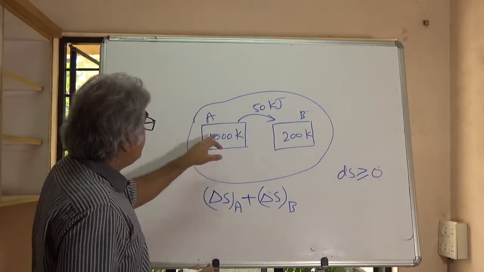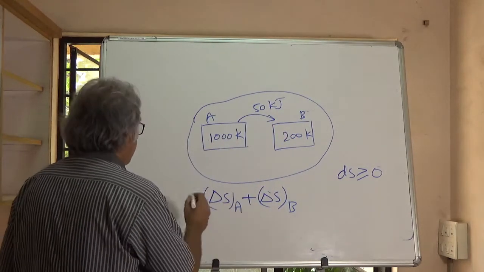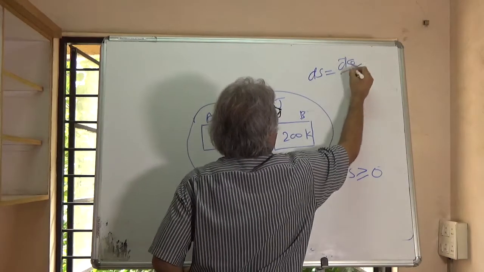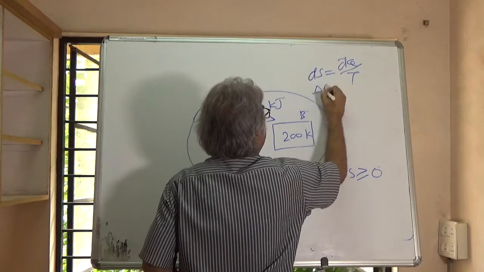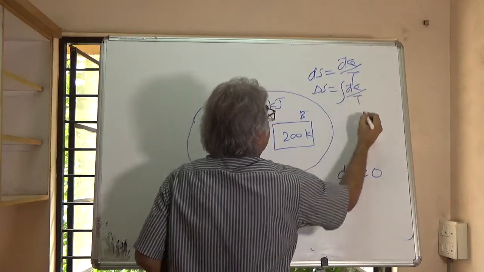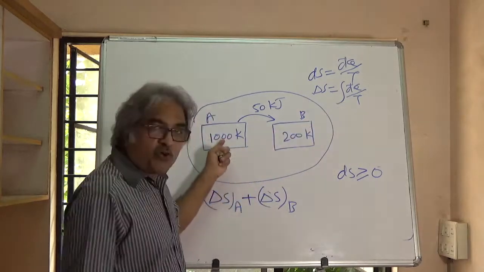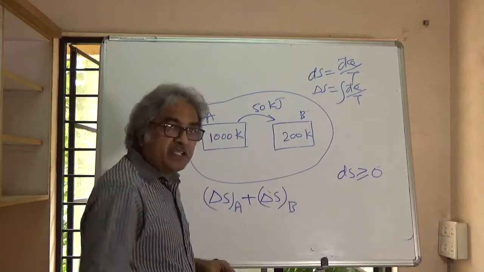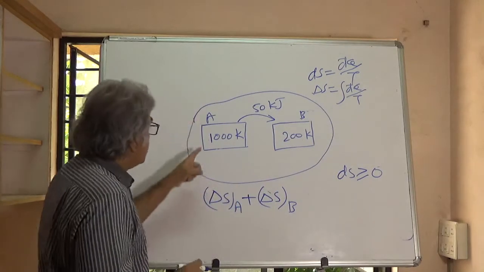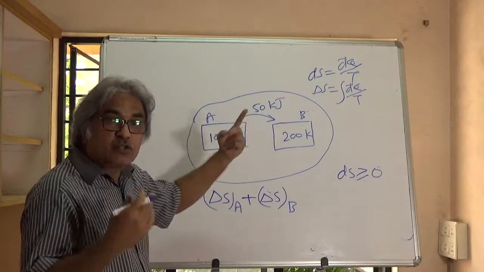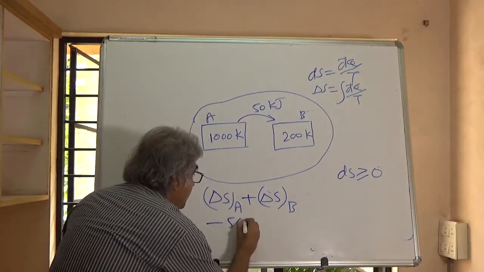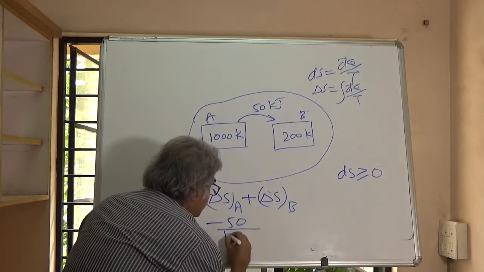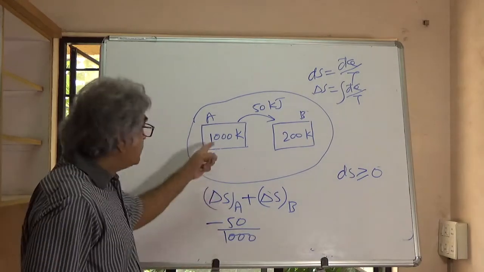Now see what delta S is. You know that when heat is transferred, the change in entropy dS is dQ by T. If you want to find delta S, you integrate dQ by T. When you integrate, if T is constant, you can take it out, and the integration of dQ is Q. So the entropy change for these bodies is heat transferred upon the temperature. Here heat is given out, so it is minus. It is Q by T, where T is 1000, so minus 50 by 1000, because the temperature is constant.